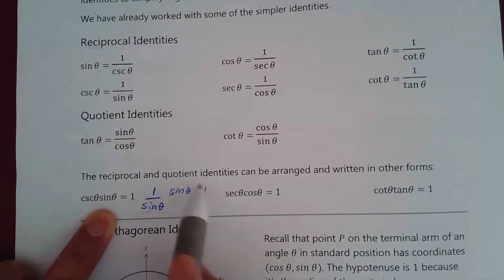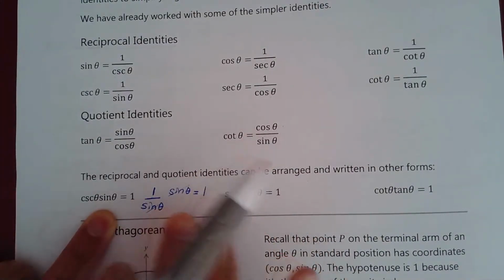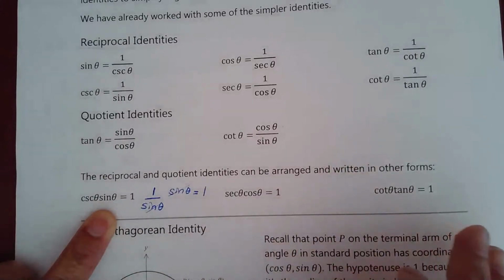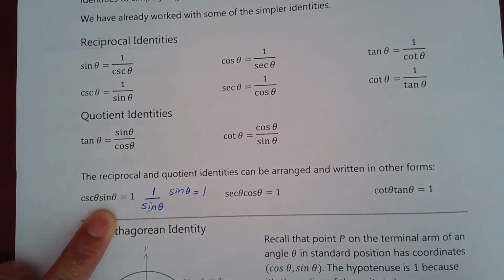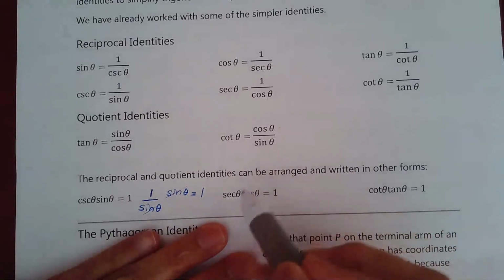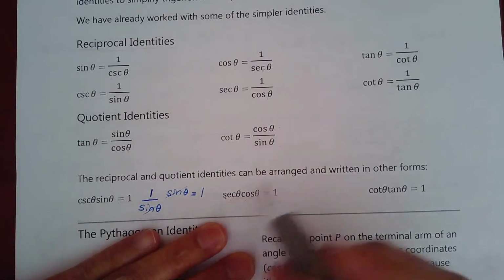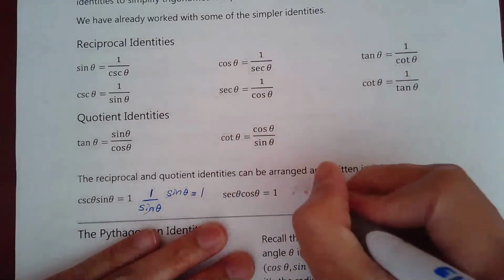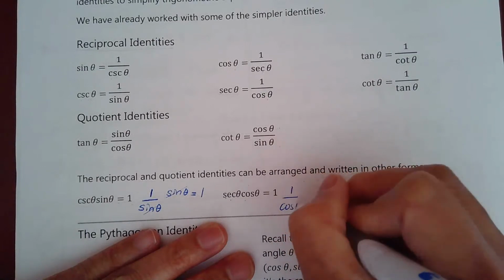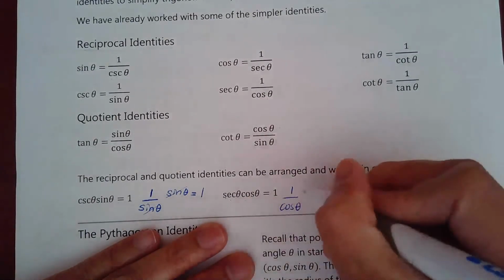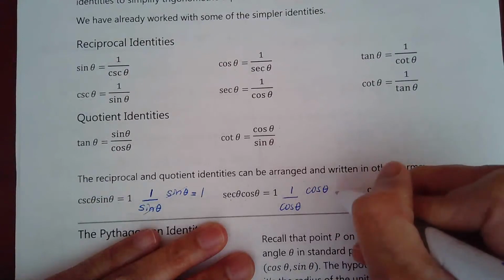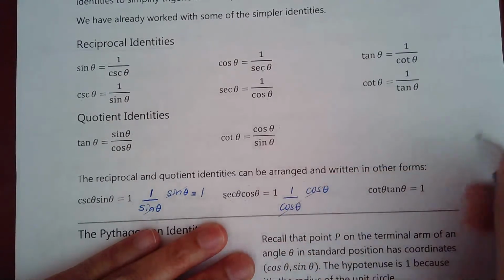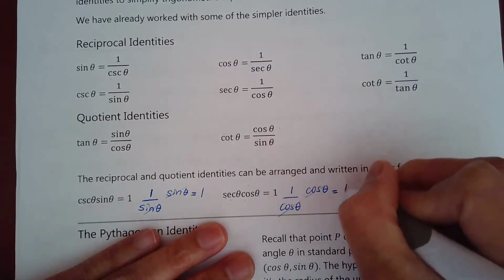Now we're probably thinking, okay, what's the point of all these? Right now we're doing the baby steps, because when we get into proving trig identities, we might need some of this information. Take secant theta. Secant theta is 1 over cos theta, and if we multiply that by cos theta, the cos theta and cos theta cancel each other out, and we get 1.